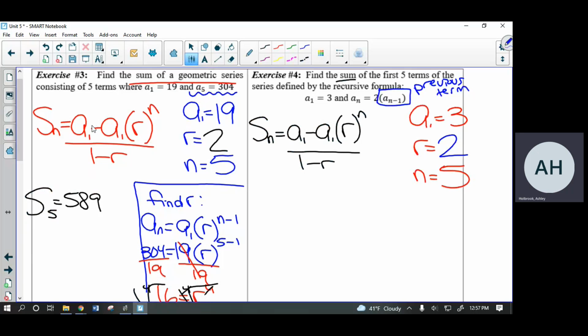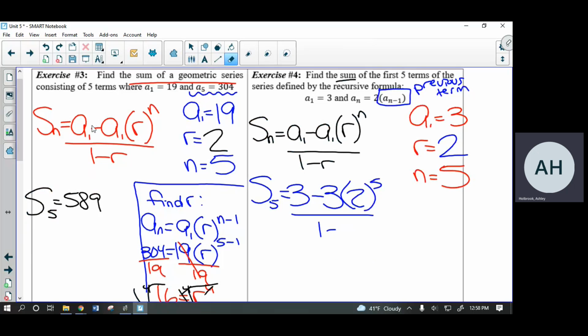Well, we still have to plug it in. Okay, so I have everything I need. It was hidden in there that the 2 was the multiplier, but if you remember that previous term thing and the pattern was recursive functions, not too bad. And these need to get plugged in now. So this is S of 5 equals my first term, which is 3, times 1 minus 2 to the 5, over 1 minus 2.